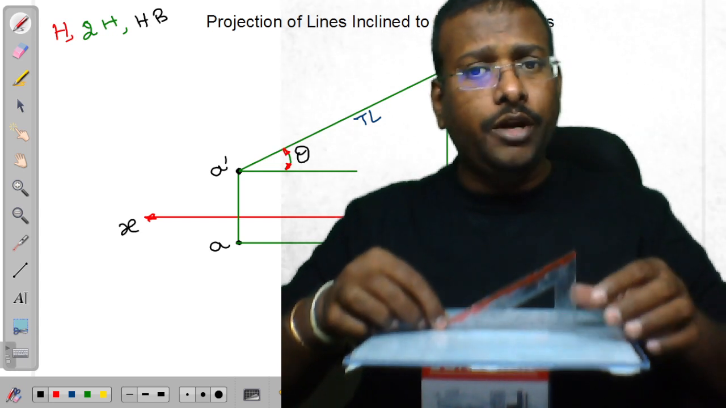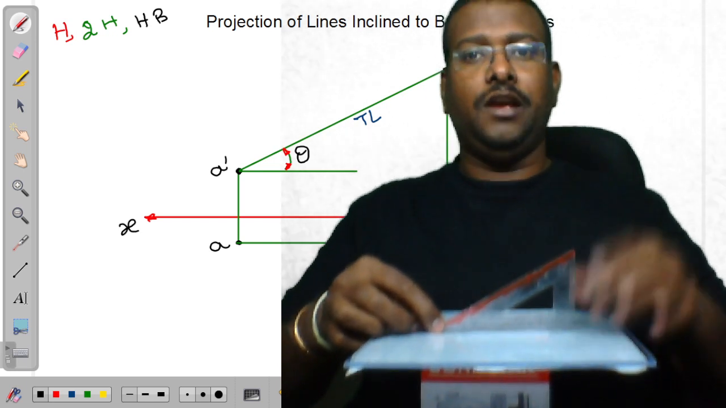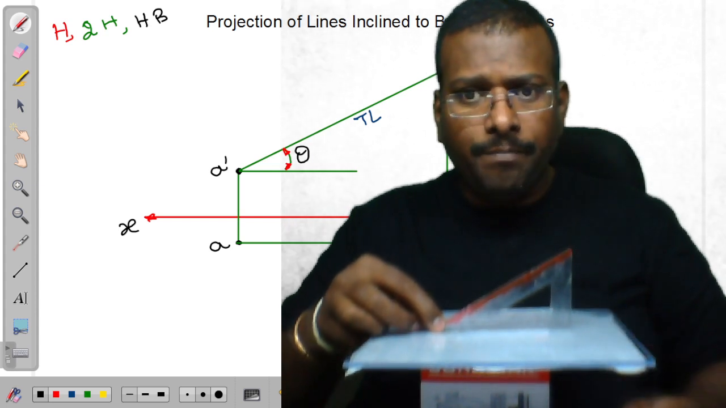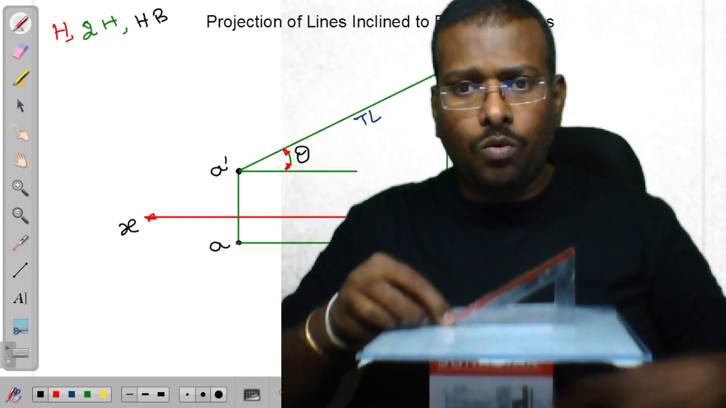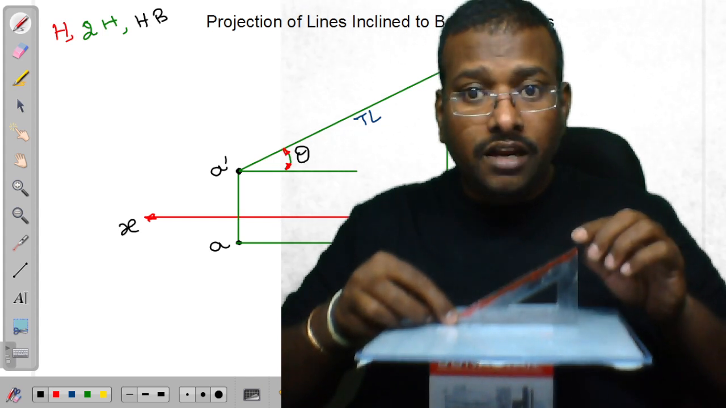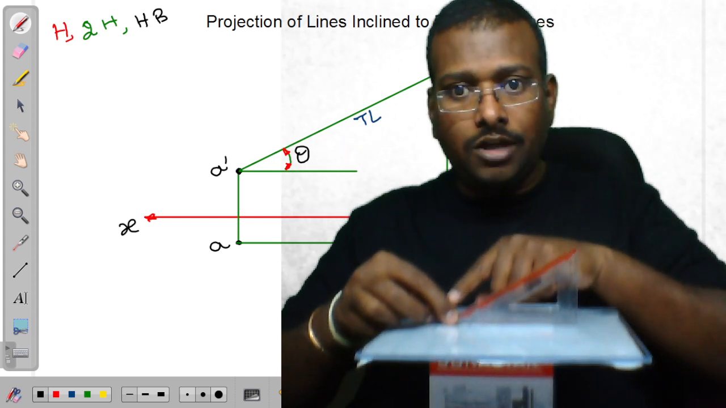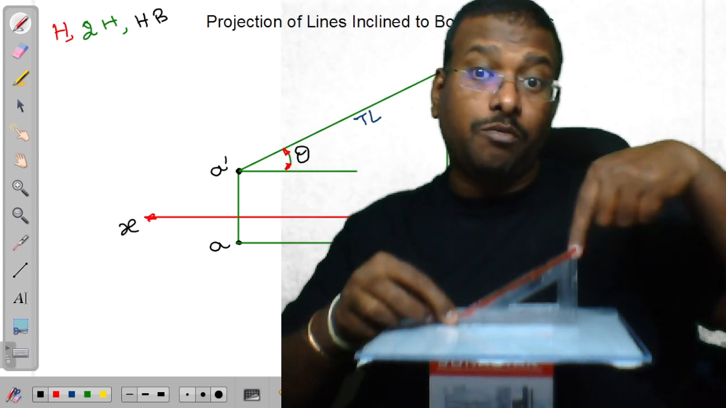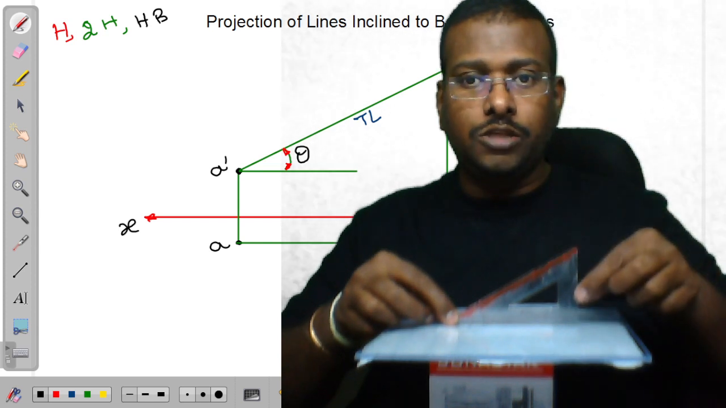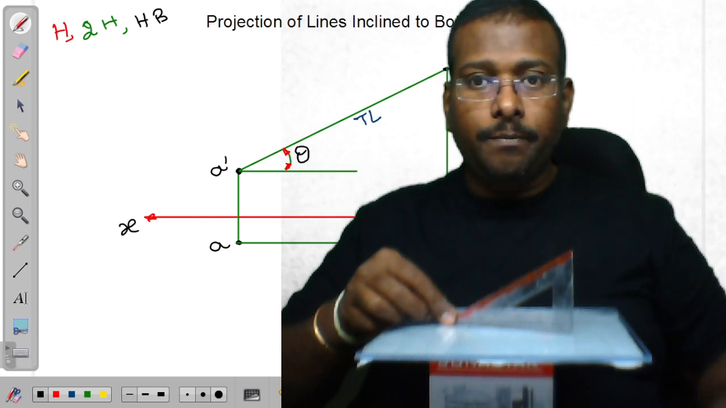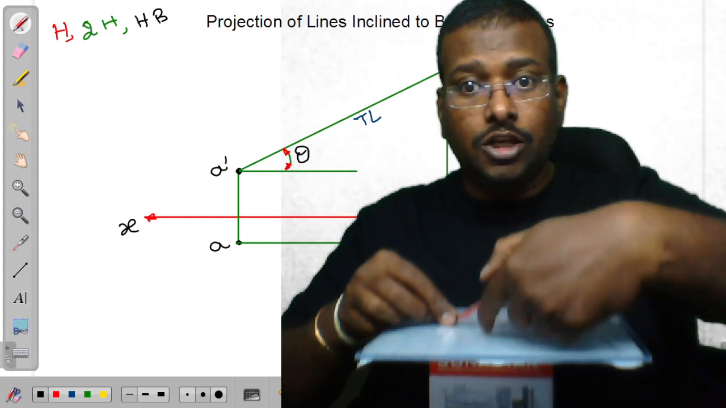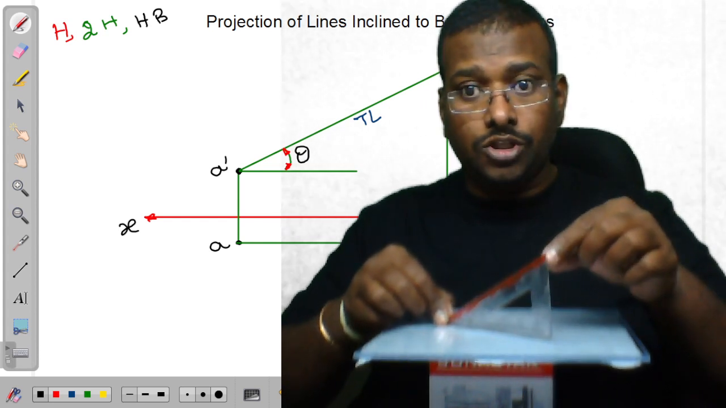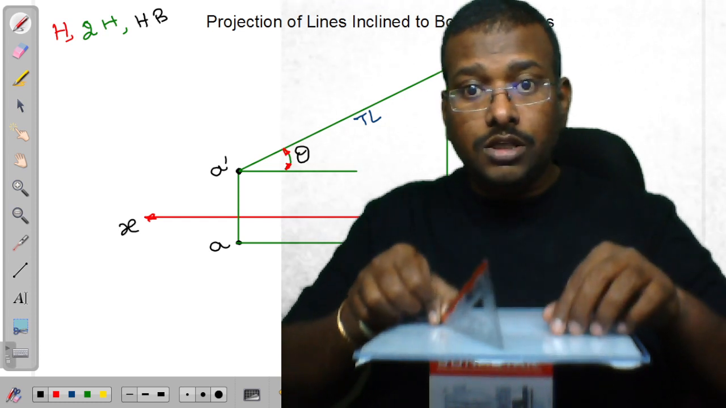Now what are we going to consider from this case, sir? Very simple. Now it is parallel to VP; all of you observe. What am I going to do now? Now I am trying to make it inclined to VP. How, sir? I am not changing the in-front position of A, but I will change the in-front position of B. I am changing this position. Still it is making theta degrees only. Again I am changing the in-front position because the in-front distance is increased.